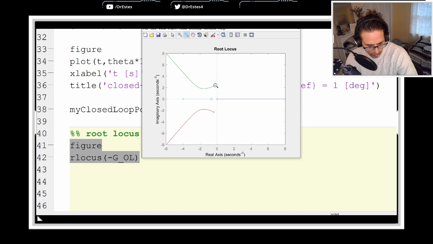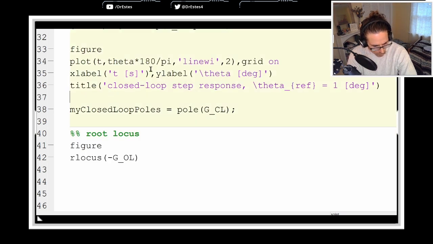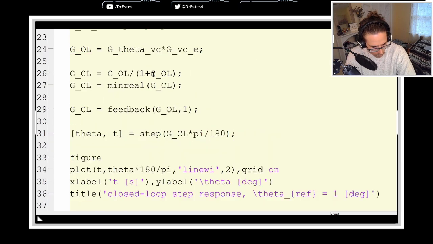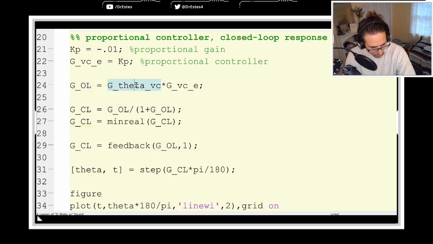Okay, this should be showing how the closed loop poles change as I increase that proportional gain K. Now, this is why it doesn't make sense to me, because this is saying that one of our closed loop poles just becomes unstable as I increase the gain. KP. Oh, okay, I see.